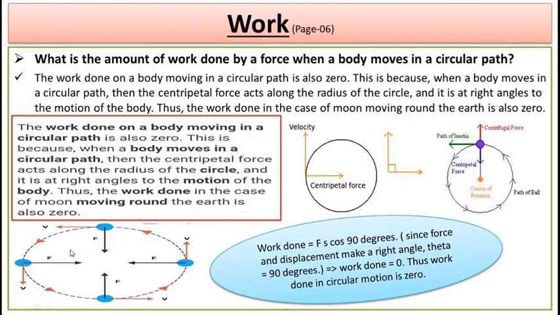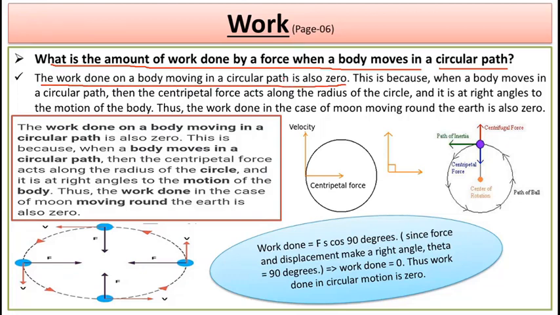Now, work done in a circular path. Let's understand one question. What is the amount of work done by a force when a body is moving in a circular path? So how would you answer this? You can say the work done on a body moving in a circular path is zero.